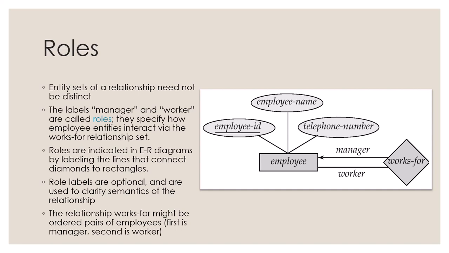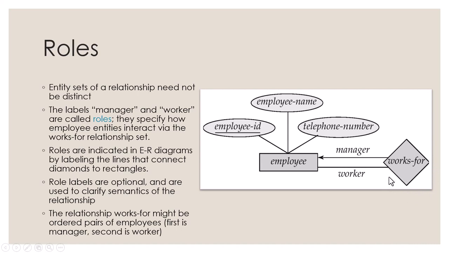So let's talk about roles. Entity sets of a relationship do not need to be distinct. We have an employee entity set here, and we have a relationship works for. You'll notice that there are these labels. One's called manager, the other one's called worker. These are called roles. They specify how employee entities interact via the works for relationship.